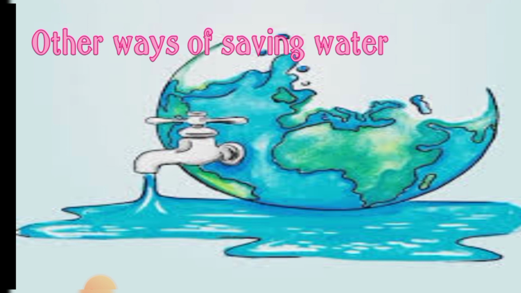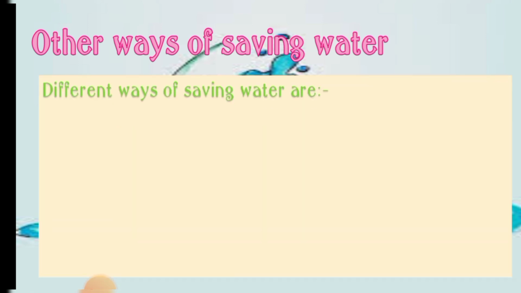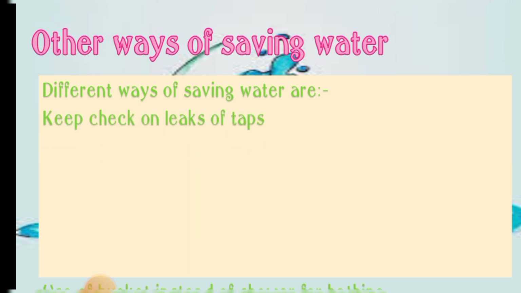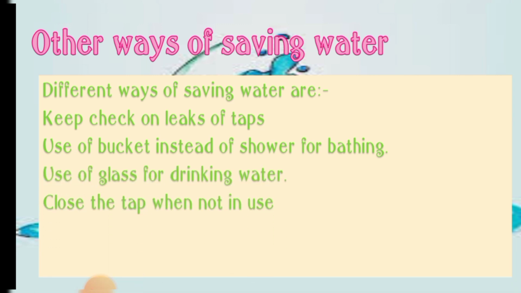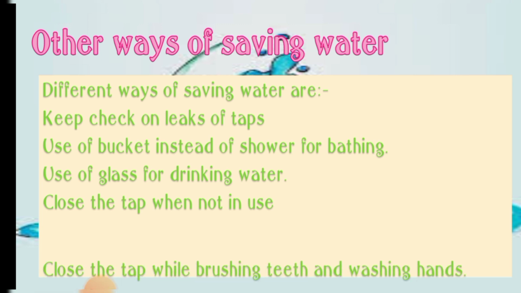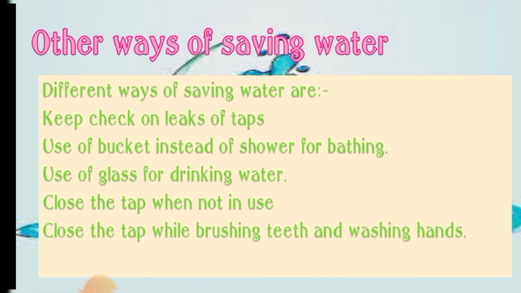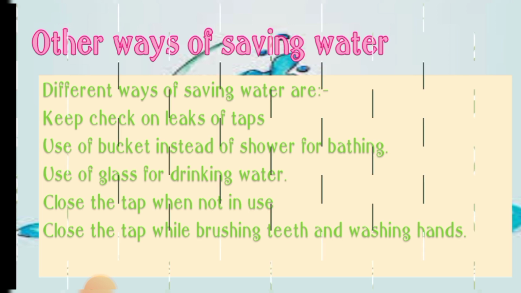There are some other ways of saving water. Let us see them one by one. Different ways of saving water are: keep a check on leaks of the tap, use a bucket instead of a shower for bathing, use a glass for drinking water, close the tap when not in use. Close the tap while brushing teeth and washing hands.